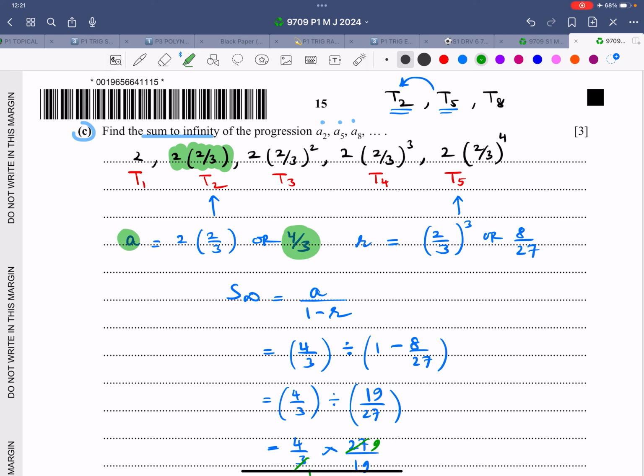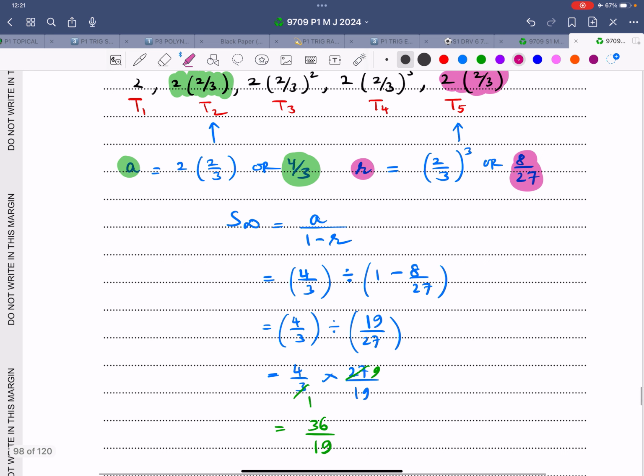And then the next focus is on the fifth term. And this fifth divided by this thing, what do I get? The 2 and 2 will cancel. 2/3 power 4 over 2/3. What will I be left with? 2/3 raised to the power of 3. So therefore this is 8/27. That is R. So we have A, we have R.